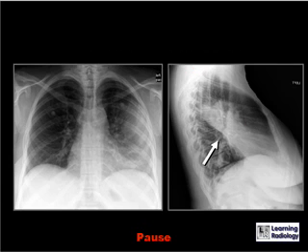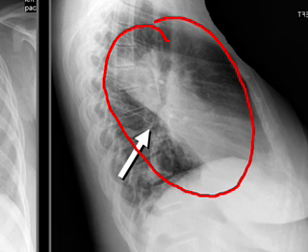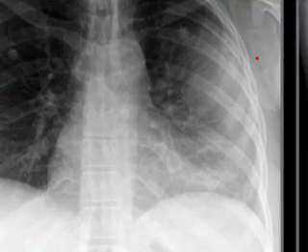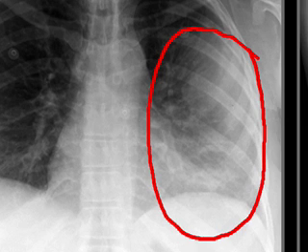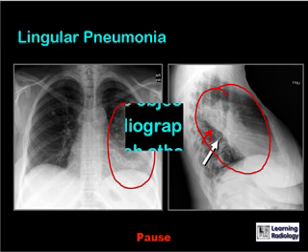If we look at the lateral view of this individual, we can see that in fact this pneumonia in the left lung is anterior to the major fissure. It's in the lingular segments of the left upper lobe, and that's why the pneumonia silhouettes the left heart border, because it's the same density as the heart and it physically touches the heart. This is a lingular pneumonia.